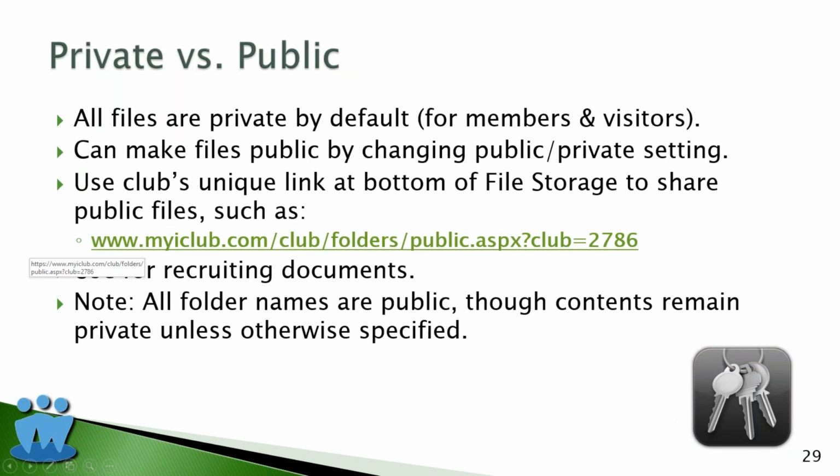file. Not every user in your club may have Microsoft Office and might not be able to access that Word file. So the private public function allows you to set some files to be accessible by the general public, and then anyone who has your club's unique link, which looks something like this, would be able to view the public files in a particular folder.